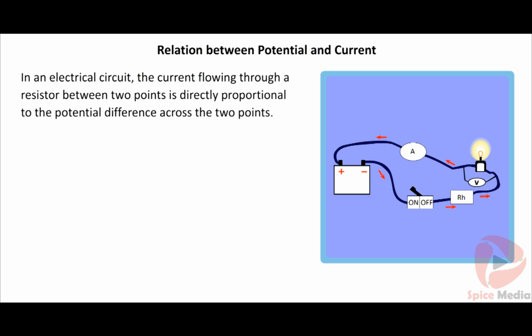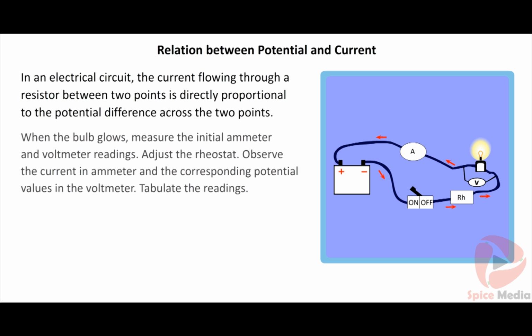Construct a circuit as shown. Close the circuit. When the bulb glows, measure the initial ammeter and voltmeter readings and tabulate them. Now, adjust the rheostat gradually. The current in the circuit varies.